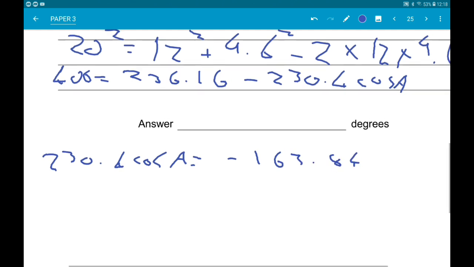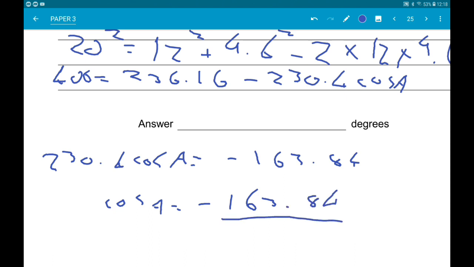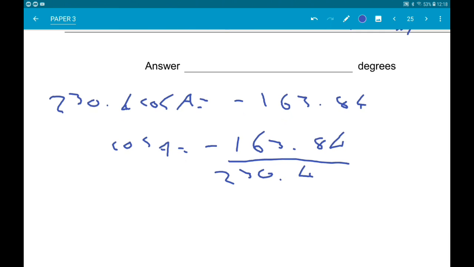Divide through by 230.4. cos A is minus 163.84 over 230.4. Inverse cos that, and you will get A is 135.3 degrees.